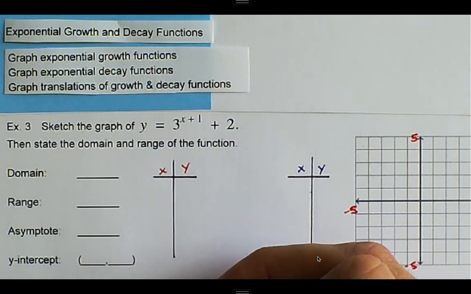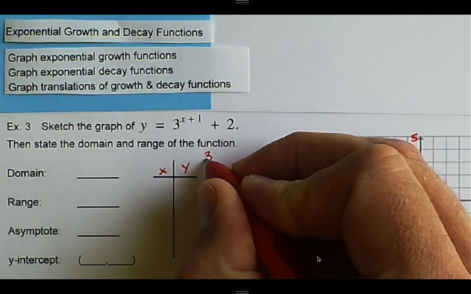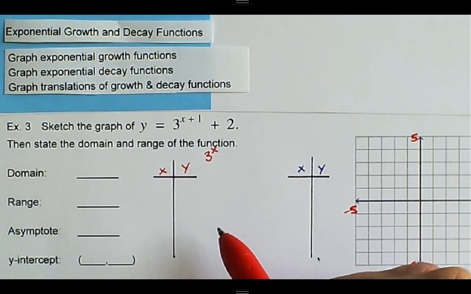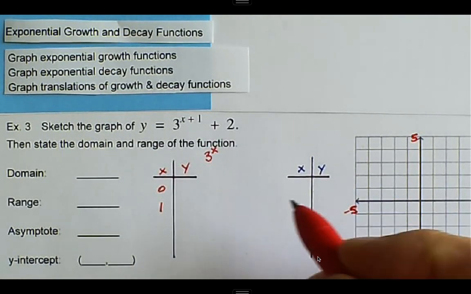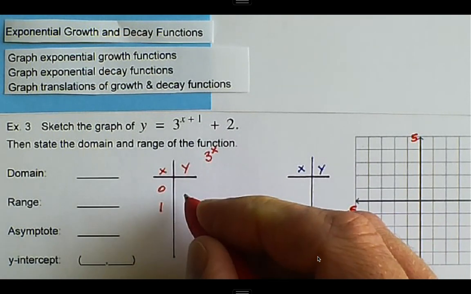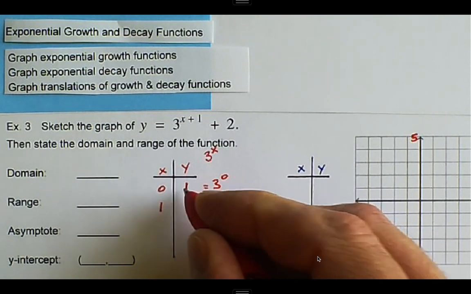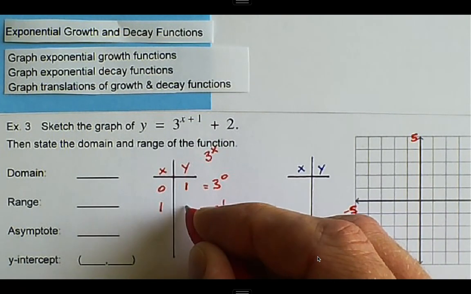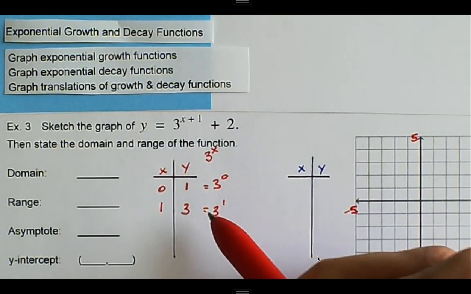The first one I'm going to look at, x and y, and I'm just going to calculate the x and y if we were just considering that it was 3 to the x. So I'm still going to pick 0 and 1, and 3 raised to the 0 power. 3 raised to the 0 power is 1, and 3 raised to the 1 power, or the first power, is 3. So those points are where we're going to start from.